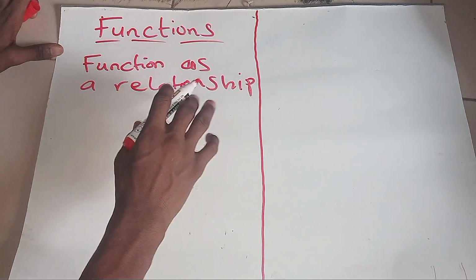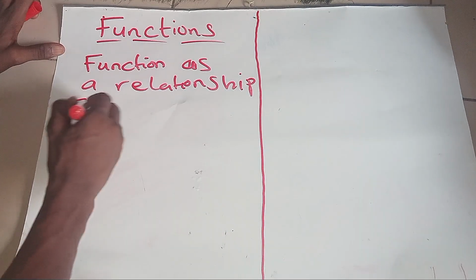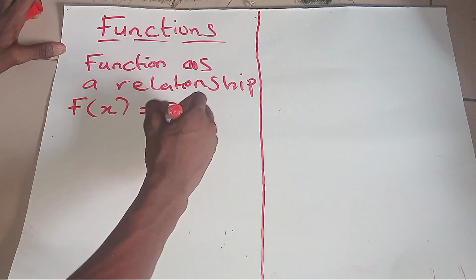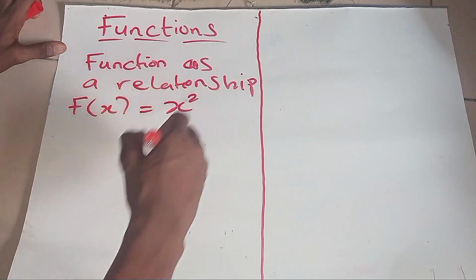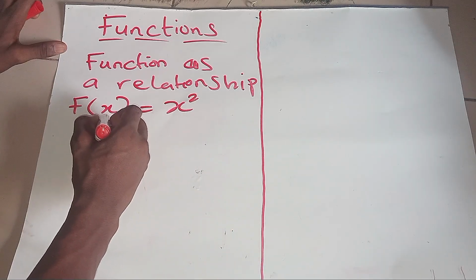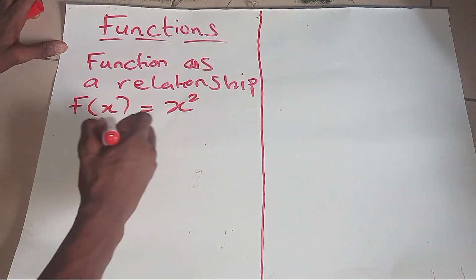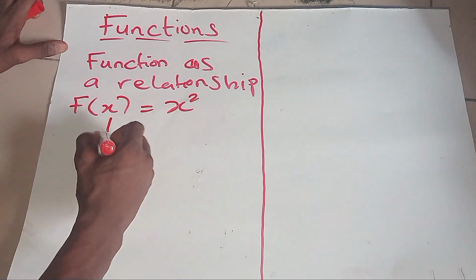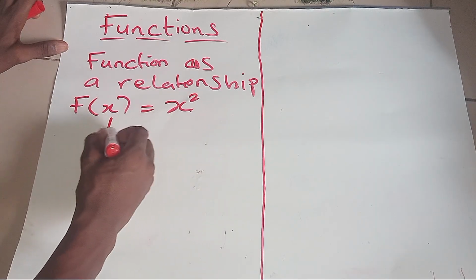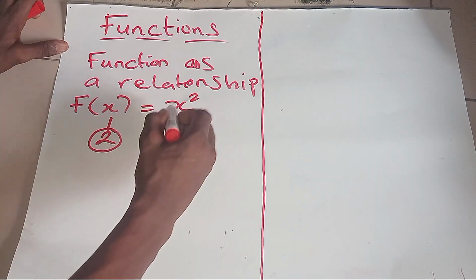Since this is a relationship between something, if for instance I have f of x, function of x is equal to x square. What I'm trying to say is that when x becomes a particular number, maybe 2, what then happens to the function? It simply means you're going to put this value of x in the other part. So you're doing substitution.